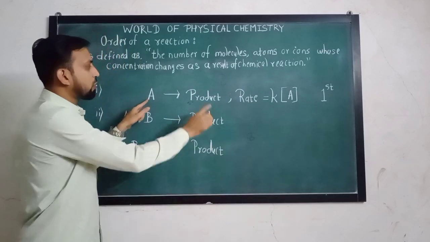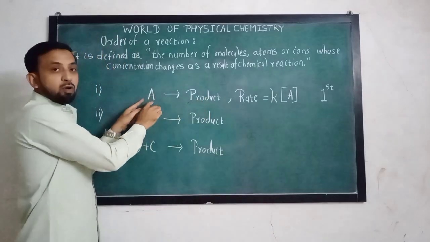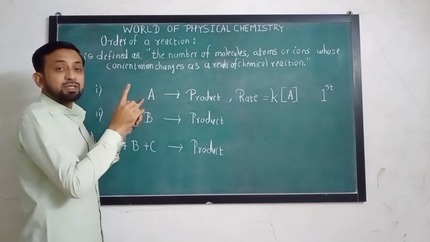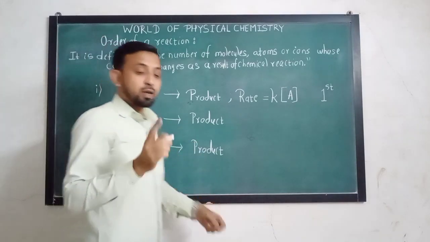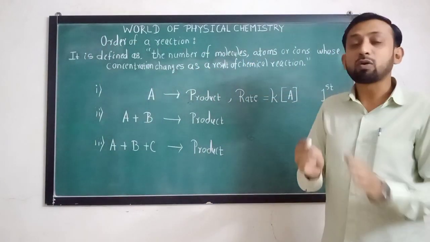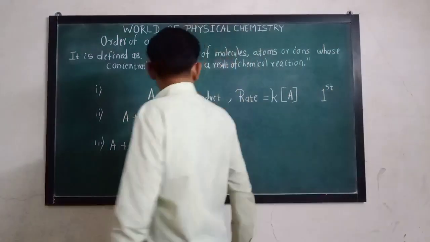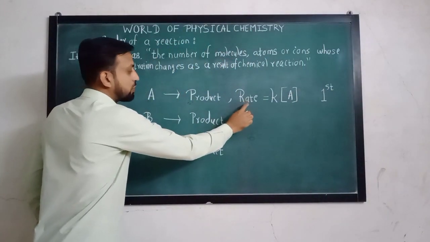So here in this case the order of reaction is first order. Why? Because for the formation of this product the concentration of A changes, and that change in concentration of A we determined experimentally. On the basis of that experimental knowledge we are able to write down this rate law.